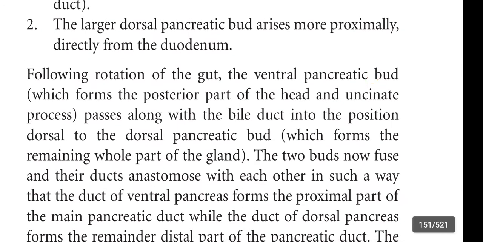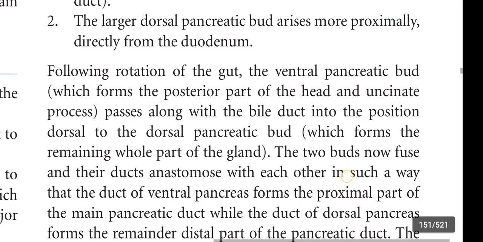Following rotation of the gut, the ventral pancreatic bud, which forms the posterior part of the head and uncinate process, passes along with the bile duct into the position dorsal to the dorsal pancreatic bud, which forms the remaining whole part of the gland.